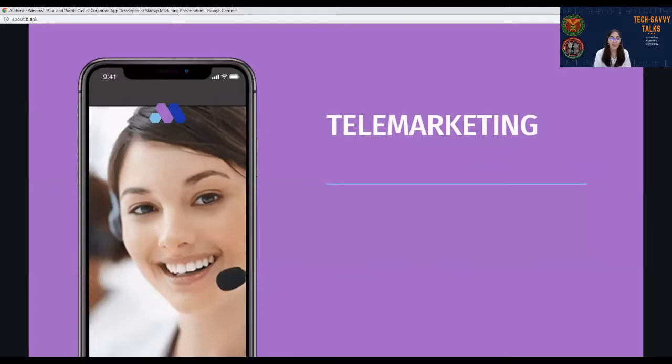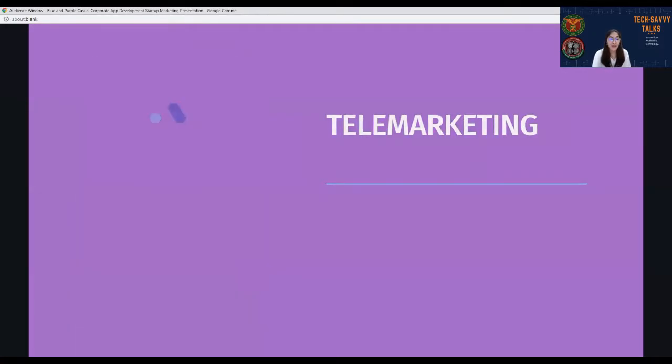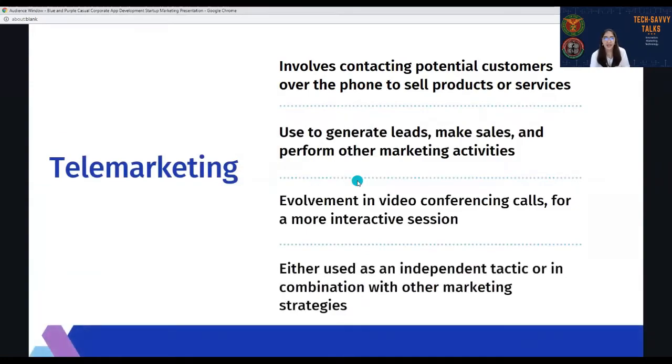Now let's move on with the next marketing tool, the telemarketing. And we are also familiar with this one. Dahil tayo ay sa Philippines ay napaka laki ng industriya ng BPO, wherein telemarketing is also part of it. So telemarketing involves contacting potential customers over the phone to sell products or services. And businesses use telemarketing as a means of generating leads, making sales, and performing other marketing activities to connect and interact with their customers over phone calls.